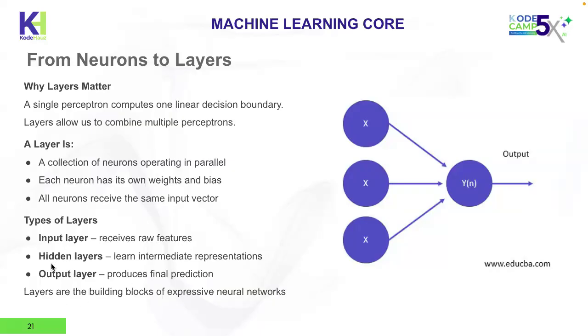So you have input layers, you have hidden layers. The hidden layers learn the intermediate representations, basically feature engineering. And then the output layer is what you now condition to give you the final prediction.